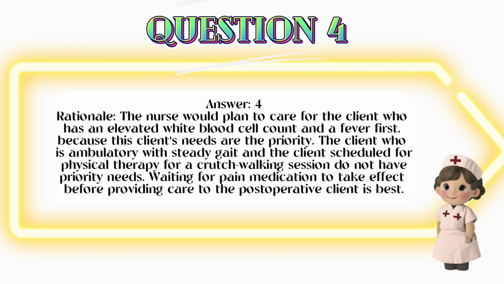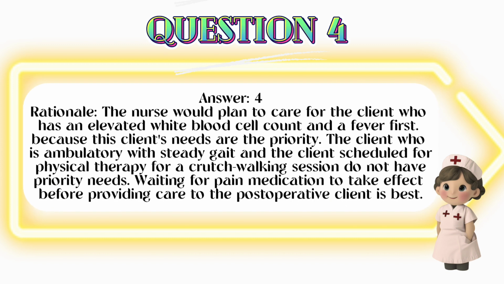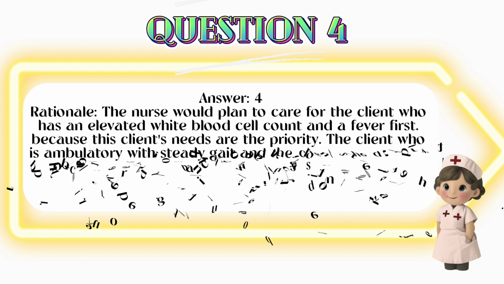Answer 4. Rationale. The nurse would plan to care for the client who has an elevated white blood cell count and a fever first, because this client's needs are the priority. The client who is ambulatory with steady gait and the client scheduled for physical therapy for a crutch walking session do not have priority needs. Waiting for pain medication to take effect before providing care to the postoperative client is best.